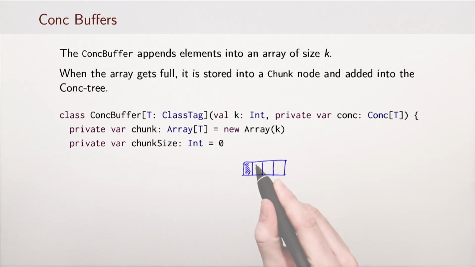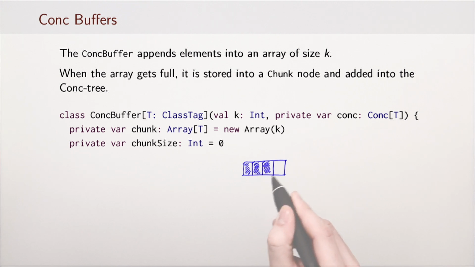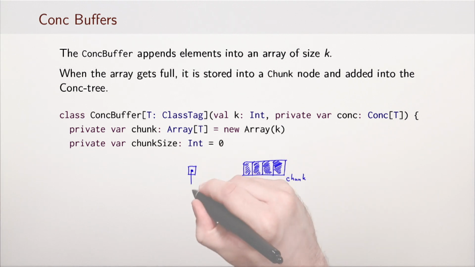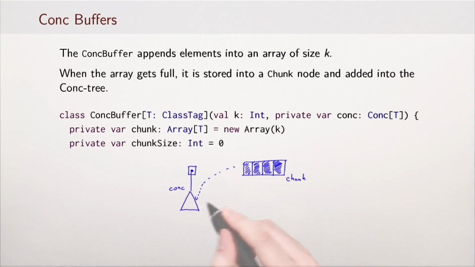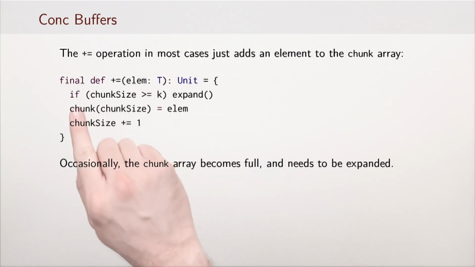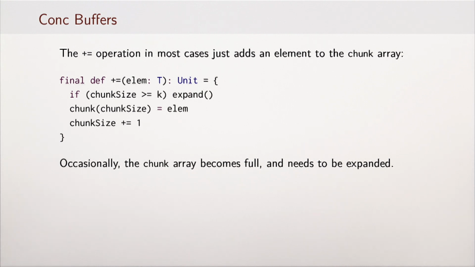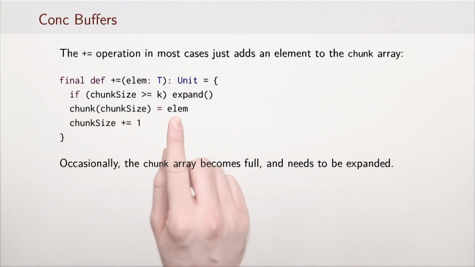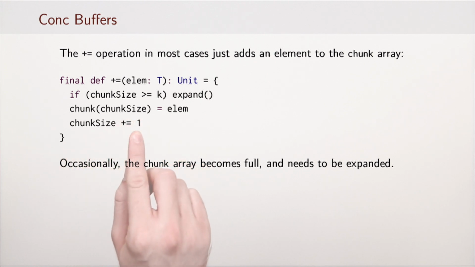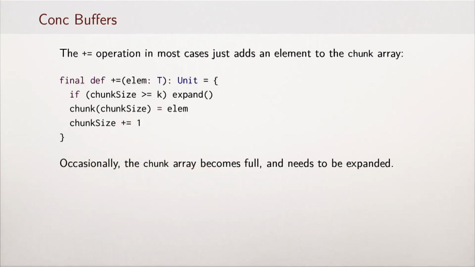As long as the array is not full, conc buffer adds the elements to the first non-empty array entry. Once the array becomes full, we simply push the entire array as a leaf in the conc tree and allocate a new array. If the chunk size is full, we call the expand method, used to push the array into the conc tree. In any case, we write the element to the last array entry and increase chunk size. The magic ingredient here is in the expand method, which we will show shortly.